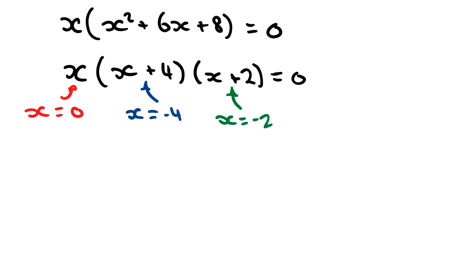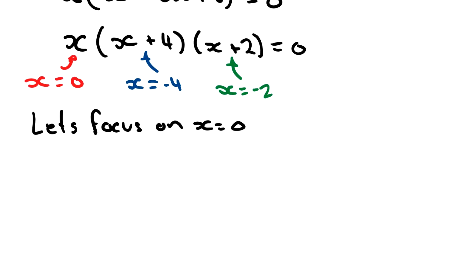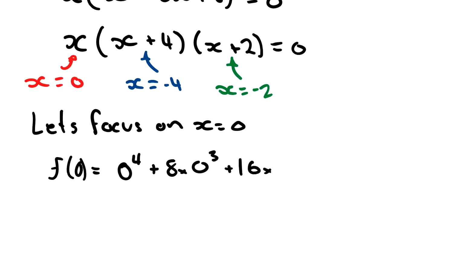Now, pick one of them to focus on and we'll find everything we need about that first, and then go to the next one. I'm going to start with the 0 one. So let's focus on x equals 0, adding some structure to our working out. We want to find our y value, so we go back to the original equation and change all the x's to 0. We get 0 to the power of 4 plus 8 times 0 cubed plus 16 times 0 squared minus 1, so we get minus 1. So our point is at 0, minus 1.